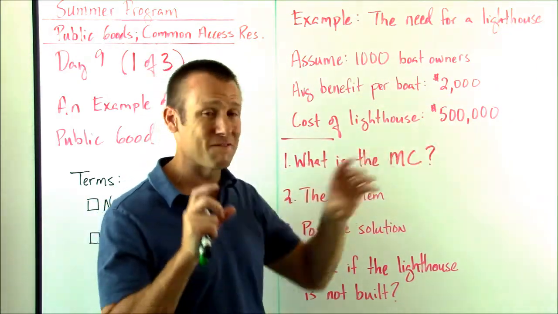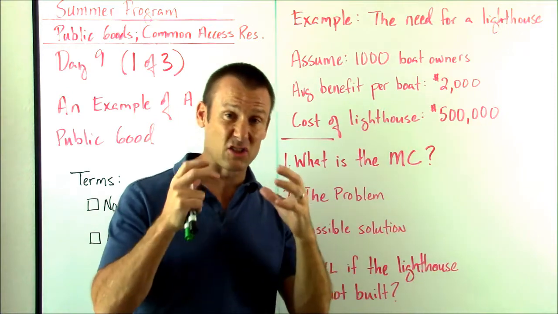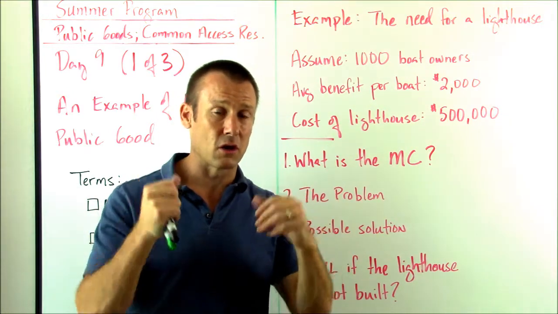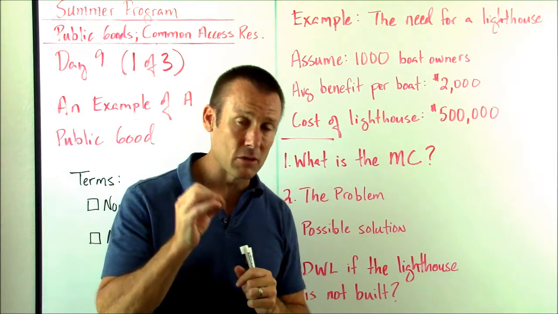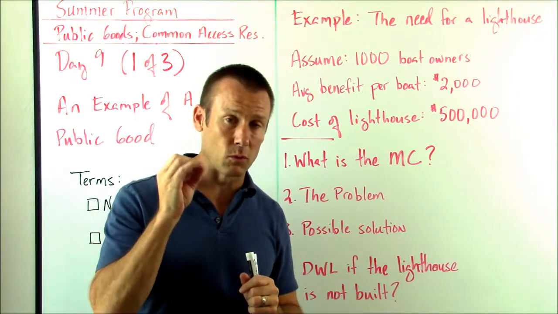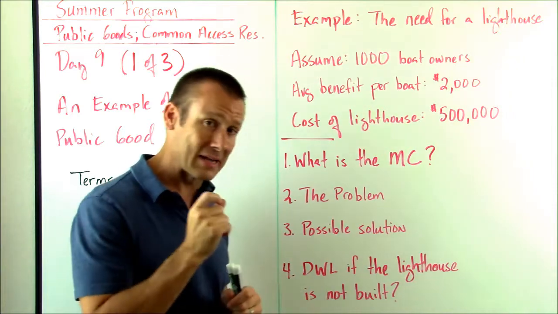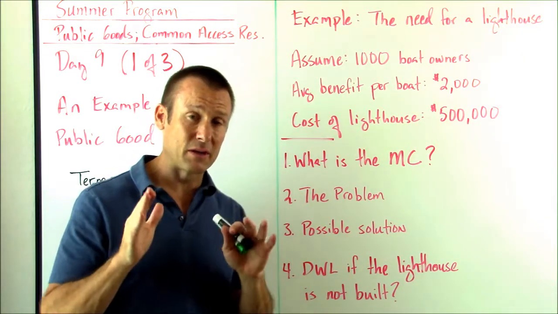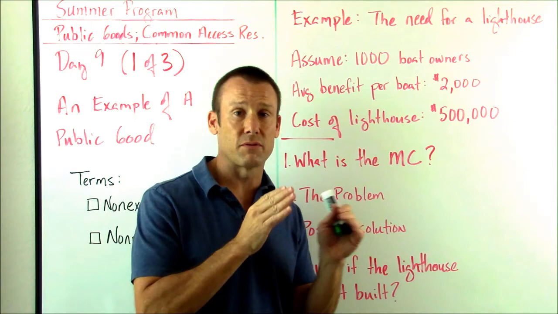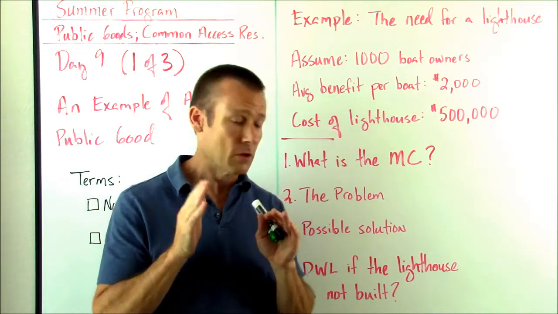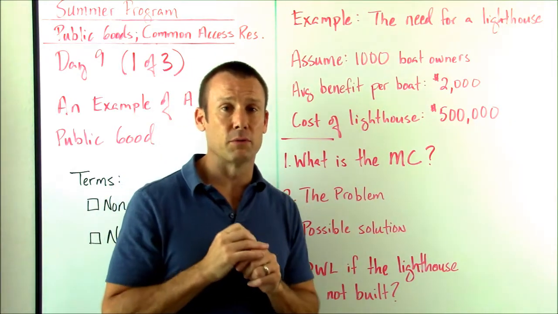The lighthouse, $500,000. So that's the cost. So we're going to take our benefit minus our cost. $1.5 million in surplus is what we have a chance at. That's our societal surplus, $1.5 million. Guys, if we don't build that lighthouse, that means we're losing out on that $1.5 million in surplus, okay? So the deadweight loss, $1.5 million.